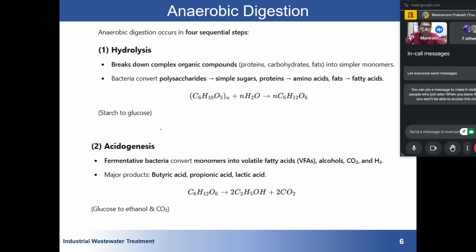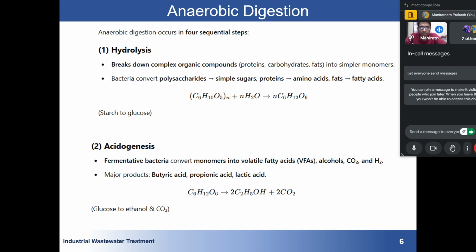Then one of the rigorously used methods for sludge management is anaerobic digestion. Our aim is to convert those solids into some useful product. There are many methods to digest our sludge, and one of the methods is anaerobic digestion. Anaerobic digestion is digestion in the absence of free oxygen.